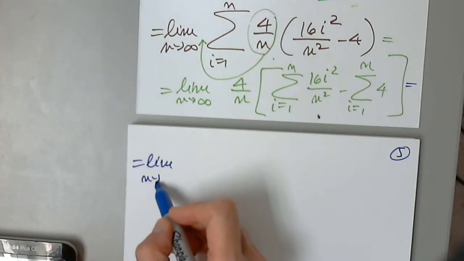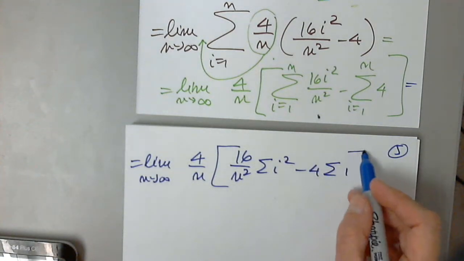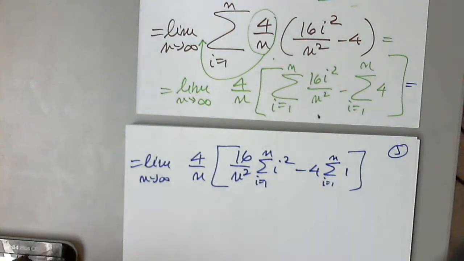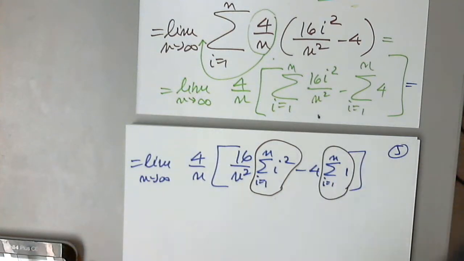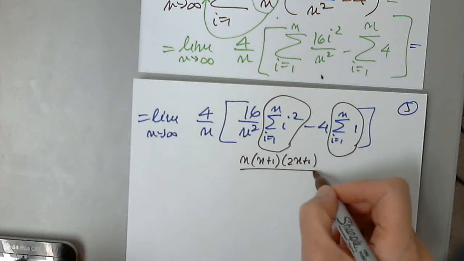Okay, so this is the limit as n approaches infinity of 4 over n, times 16 over n squared, the sum of i squared, minus 4, the sum of 1. Now, this will disappear, and this will disappear, because we have the formulas or the identities. So this will be replaced, and this will be replaced. What do we replace them by? Yes, this one is the easiest one, right? The first one, which is n. And this is the ugliest one, right? It's n times n plus 1 times 2n plus 1 over 6. So this is n times n plus 1 times 2n plus 1 over 6, and this is the n.